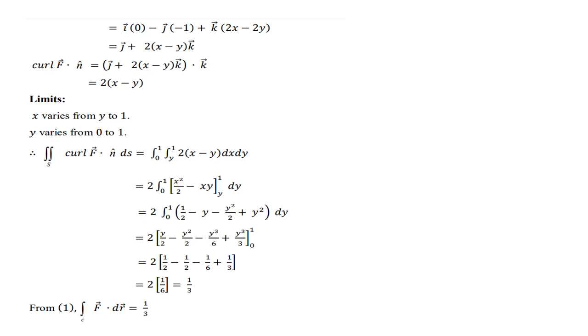Which is going to be equal to the integral from 0 to 1, y to 1, of 2(x minus y) dx dy. Now by integrating with respect to x and applying the lower limit y and upper limit 1, we will get 2 into the integral from 0 to 1 of 1 by 2 minus y square by 2 plus y square dy. And now by integrating with respect to y, we will get 2 into (1 by 2 minus 1 by 2 minus 1 by 6 plus 1 by 3) by applying the upper limit 1 and the lower limit 0. So by simplifying this, we will get the answer as 1 by 3.